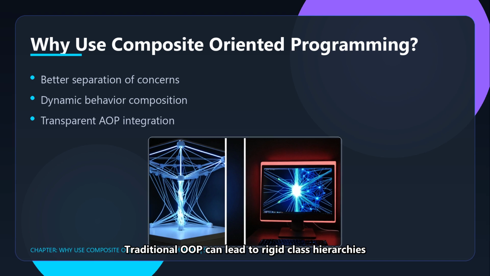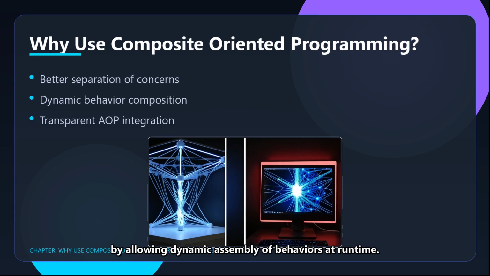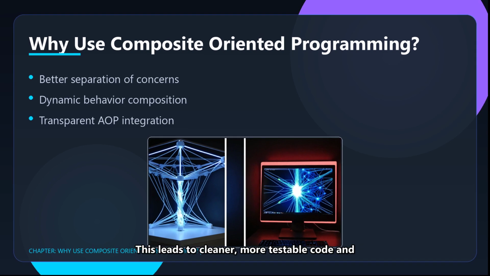Traditional OOP can lead to rigid class hierarchies and tangled logic. Composite-oriented programming addresses this by allowing dynamic assembly of behaviors at runtime. This leads to cleaner, more testable code and better separation of concerns.